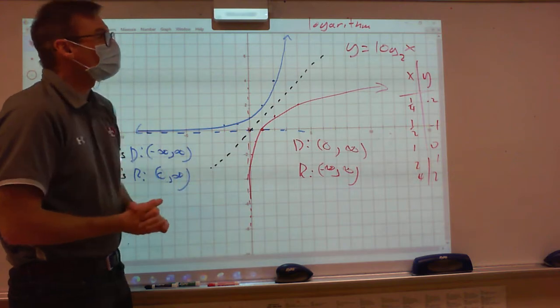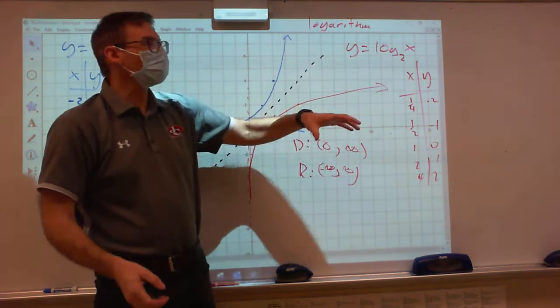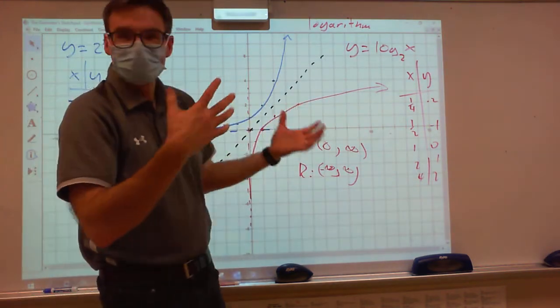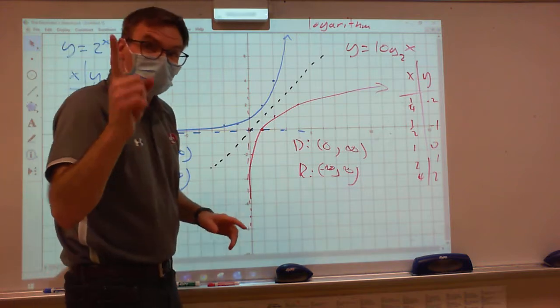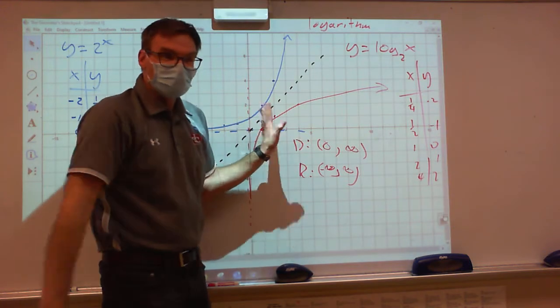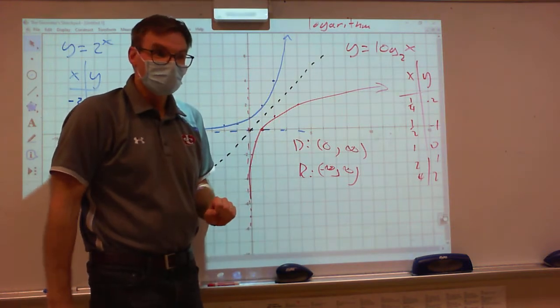So today we're going to work with, what exactly is a logarithm, how do you compute stuff with it. But we're going to come back to the graphs, I promise. We're going to deal with the graphs on Monday.